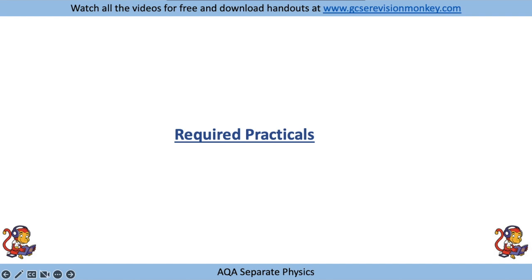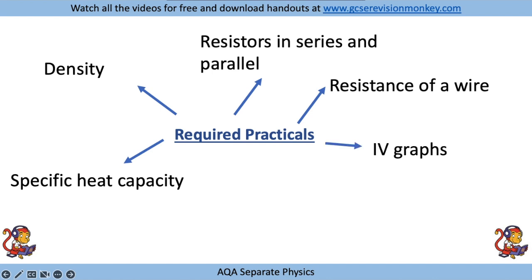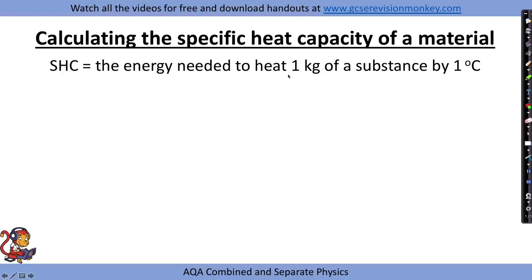The required practicals for Physics Paper 1 are specific heat capacity, density, resistors in series and parallel, resistors of a wire, and IV graphs. The separate only practical is insulation. In this practical, you'll be calculating the specific heat capacity of a material. And the specific heat capacity is the energy needed to heat 1 kilogram of a substance by 1 degrees C.